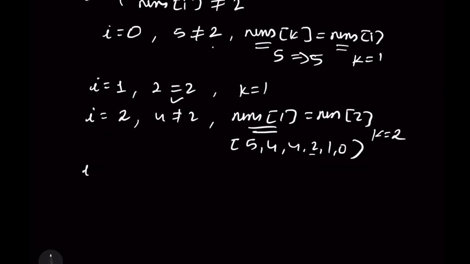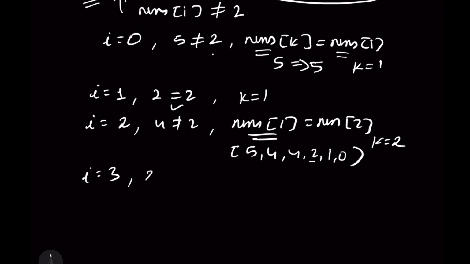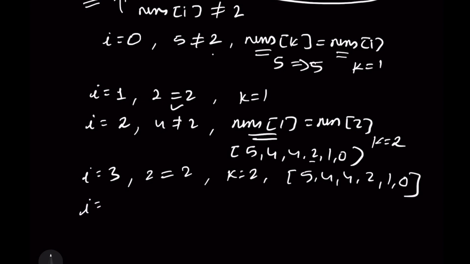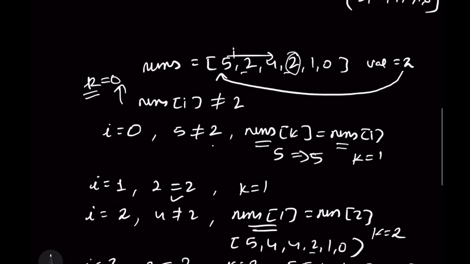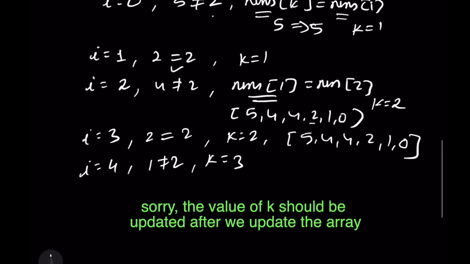Now when i is equal to 3, we can say 2 is equal to 2 here. So k will remain 2, and the array will remain the same, 5, 4, 4, 2, 1, 0. When i is equal to 4, 1 is not equal to 2, so k will become 3.